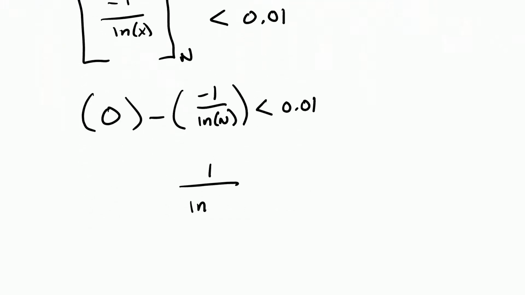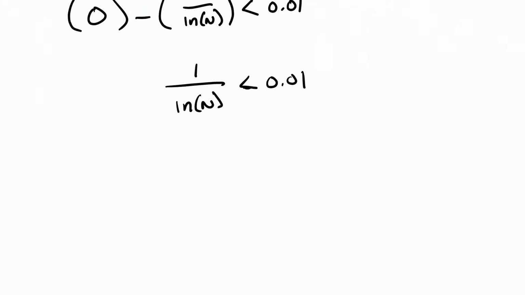So 1 over natural log of N is less than 0.01. And then that means that we can flip this, and it becomes greater than 100. So I just reciprocated both sides. So now I just need to know, what N will give me a natural log that's greater than 100? Well, let's change this to exponential form.